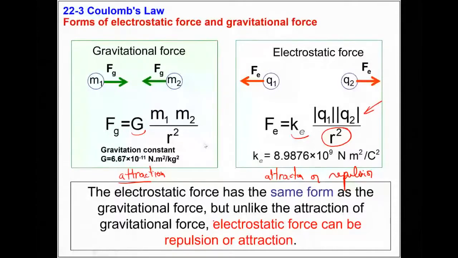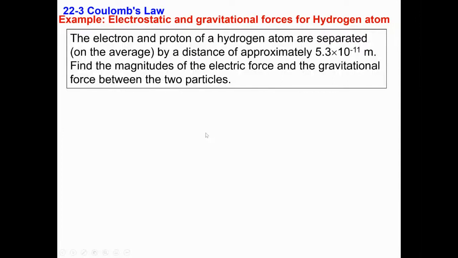Okay. All right, let's see if we can do an example here. Let's take the hydrogen atom, and let's try to compare the electrostatic force and the gravitational force. We will take a very simple model. We have a proton in the hydrogen atom, and we have an electron. We will assume the average distance between them is 5.3 × 10^-11 meters, and we want to calculate the gravitational force and the Coulomb force.